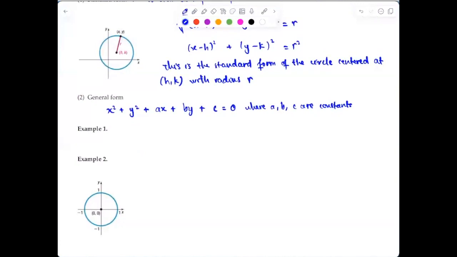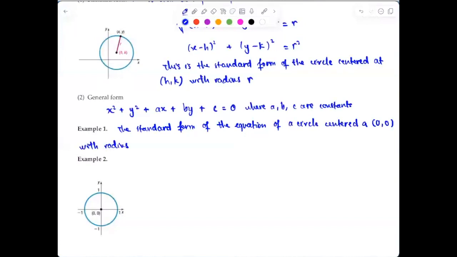Now, in example 1, I want to give you a very easy example. That is the standard form of the equation of a circle, center at 0, 0, which is the origin, with radius r: x squared plus y squared equal to r squared. So the center now is at the origin, so h equals 0 and k equals 0.